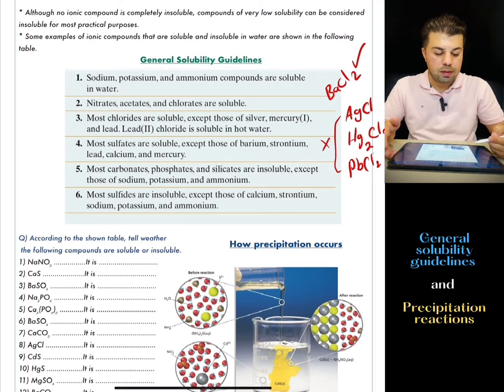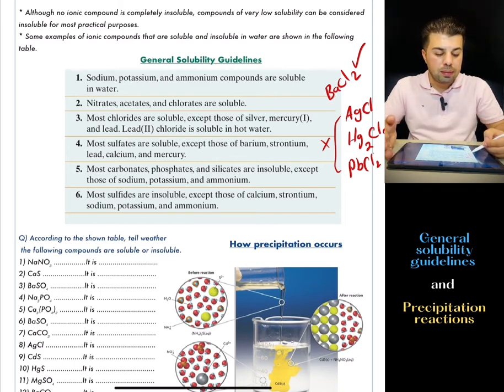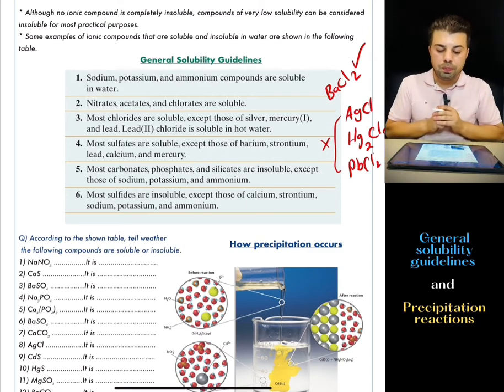These three compounds of chloride are insoluble in water and the rest compounds of chloride are soluble.